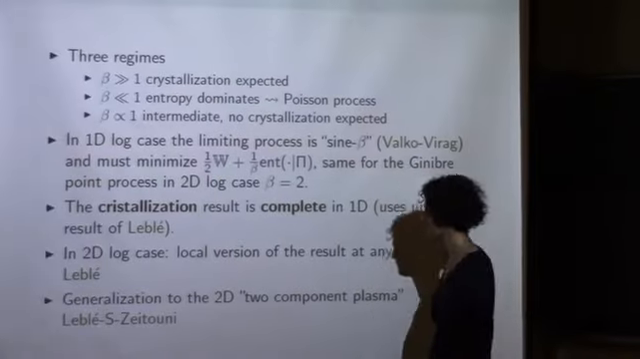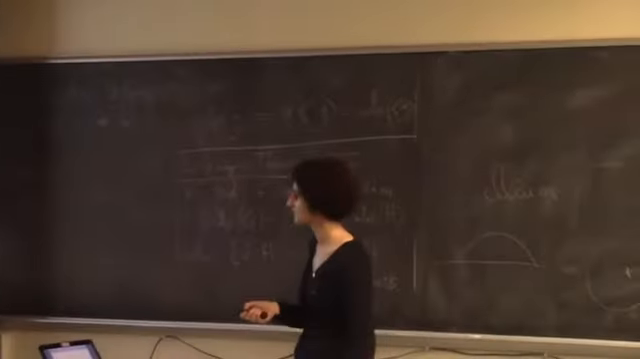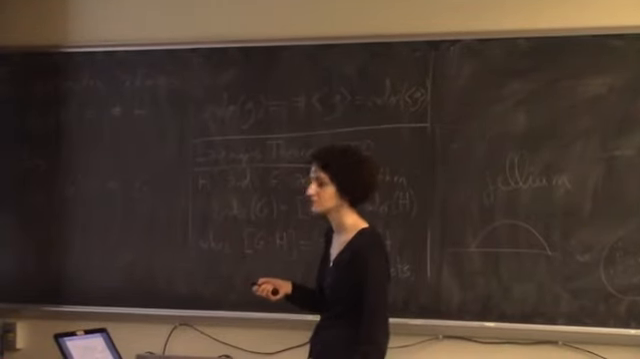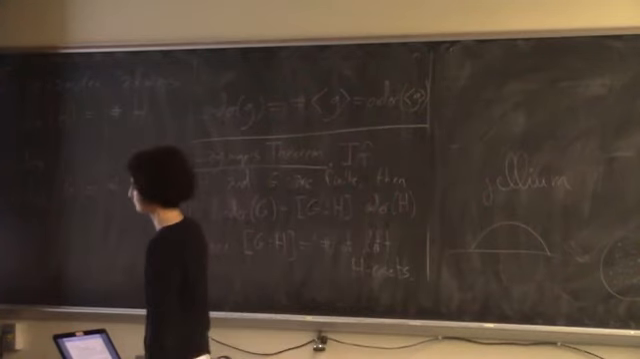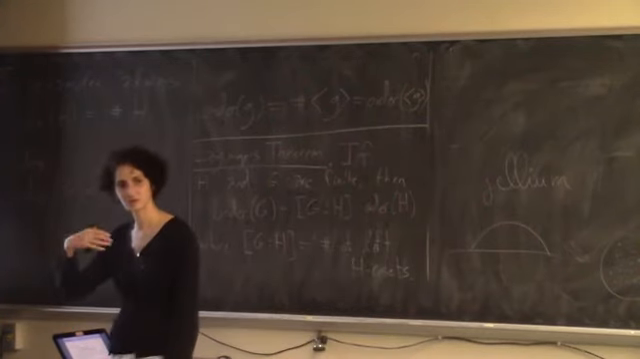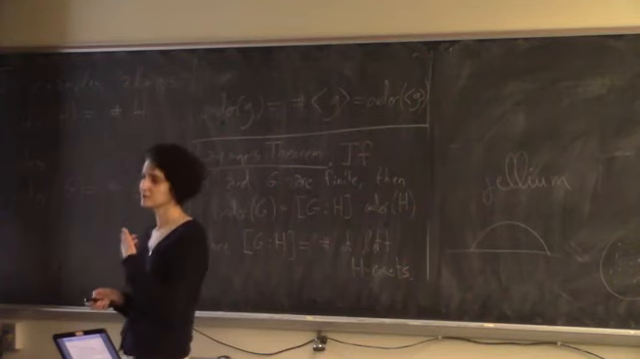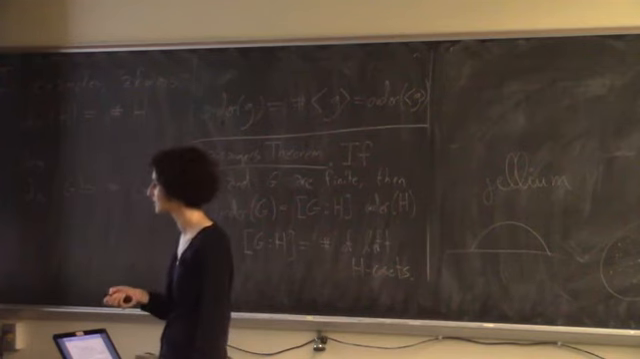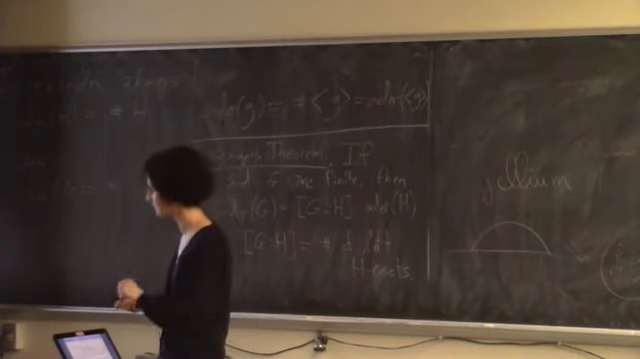Okay, so in 1D, we conclude the crystallization result because we know, as I mentioned before, that the minimum of W is achieved by the lattice. So in 1D, it's true that when temperature goes to 0, you crystallize. In 2D, as I said, it's not known. In the 2D log case, Leblé shows that you can make this result at any mesoscale.